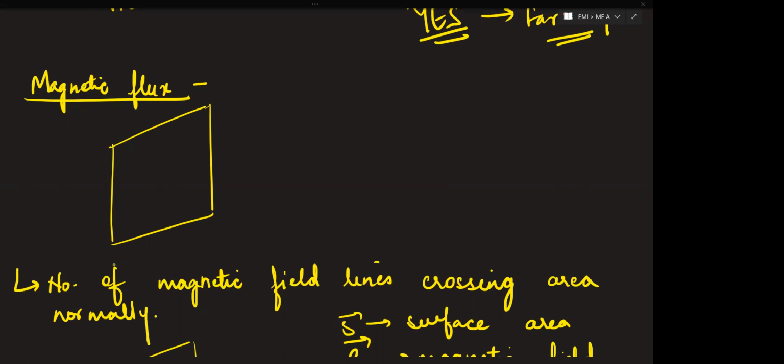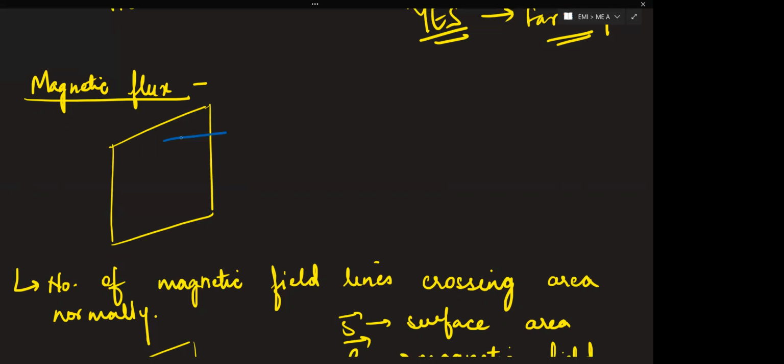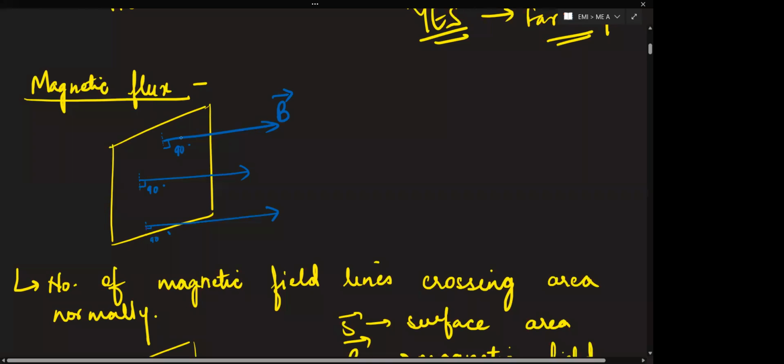So the number of magnetic field lines that are crossing an area normally is referred to as what? Magnetic flux. Number of magnetic field lines. For example, if I have over here these lines at the plane of the sheet, making an angle of 90 degrees. This is the plane of the sheet. This is making an angle of 90 degrees. These are magnetic field lines. Now these magnetic field lines are making an angle of 90 degrees.